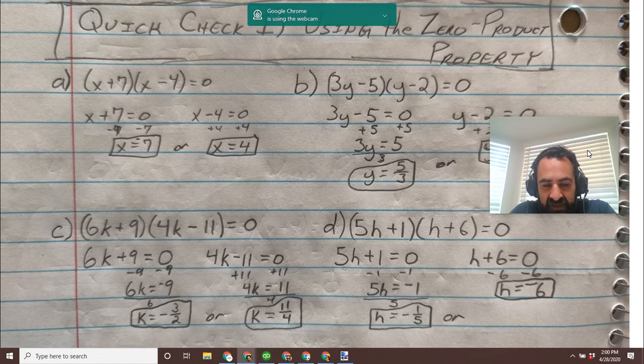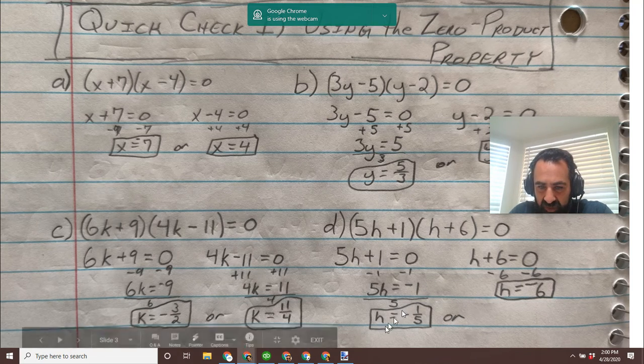All right. D, we have setting each of these factors equal to 0. Subtract 1 from both sides, divide by 5, and you get negative 1/5, or h is negative 6. All right, just be mindful of your signs. So that's quick check 1.